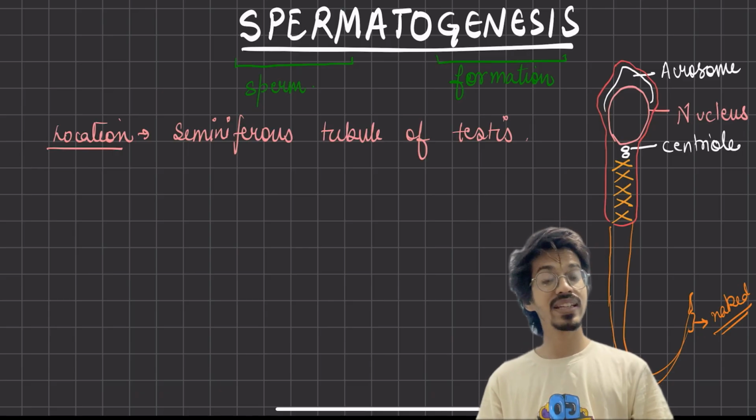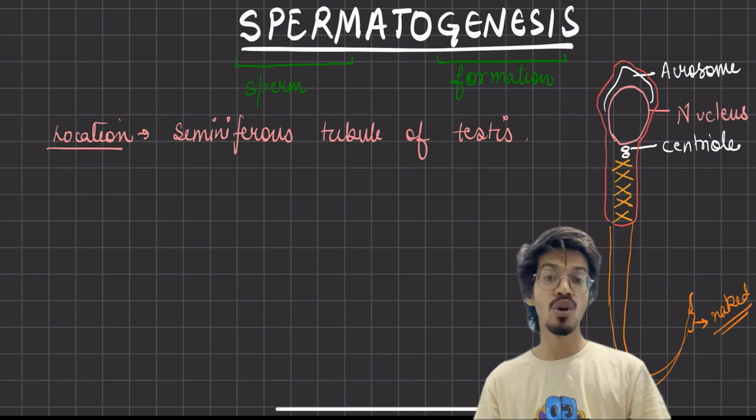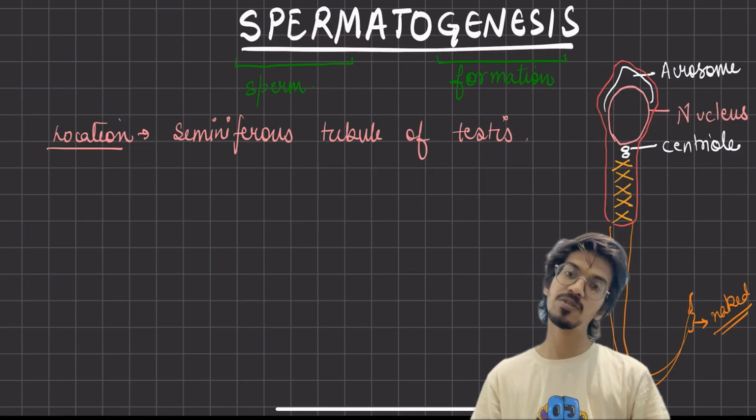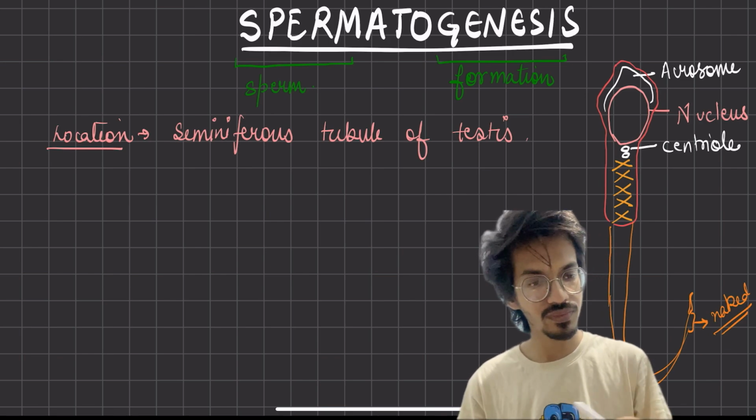Next, let's recall what the different stages of spermatogenesis are. If you remember, the story starts from spermatogonia, which changes into the primary spermatocyte, then forms the secondary spermatocyte, then the spermatids, and finally the spermatozoa. So this is the process we're going to see now.